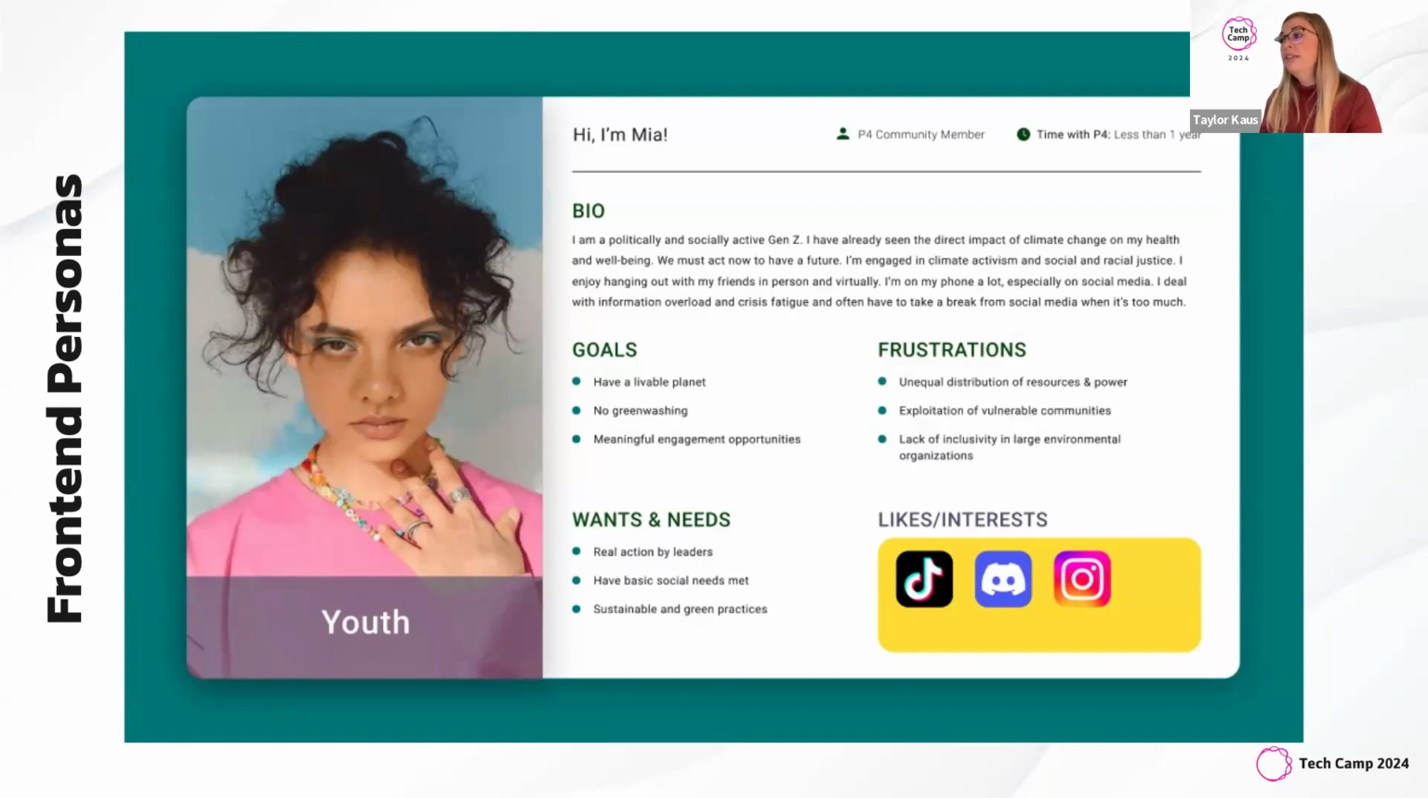I enjoy hanging out with my friends in person and virtually. I'm on my phone a lot, especially on social media. I deal with information overload and crisis fatigue, and I often have to take a break from social media when it becomes too much. My goal is to have a livable planet, no greenwashing, and meaningful engagement opportunities. Frustrated by the unequal distribution of resources and power, the exploitation of vulnerable communities, and the lack of inclusivity in large environmental organizations. I want and need real action by leaders, having basic social needs met, and sustainable and green practices. My likes and interests include TikTok, Discord, and Instagram.